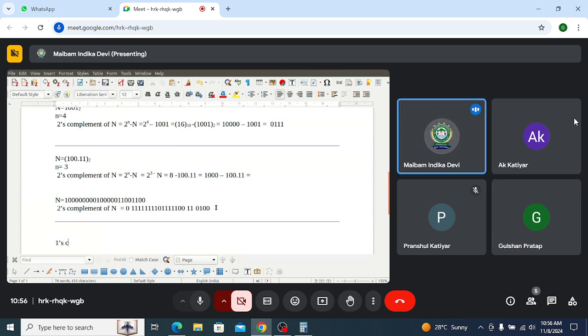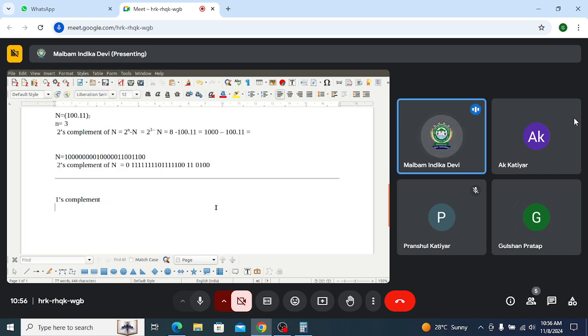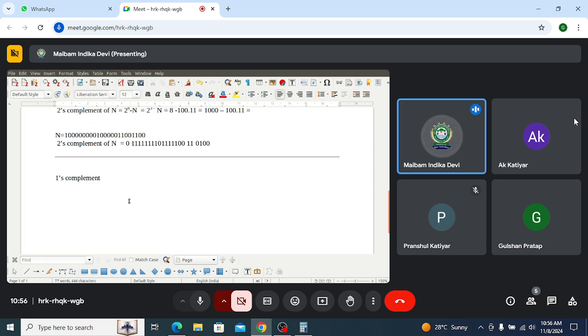Okay, let's do 1's complement. 1's complement means whatever value will be given will be in the form of binary, right? So let's say N equals 1010. If you want to find the 1's complement of a given number N, it is very easy. You just replace 0 by 1 and 1 by 0. So wherever there is 1 you put 0, wherever there is 0 it will be 1. So it will be 0101.